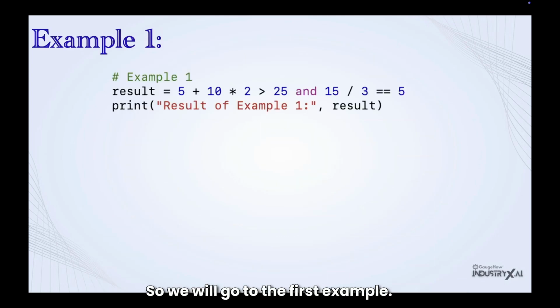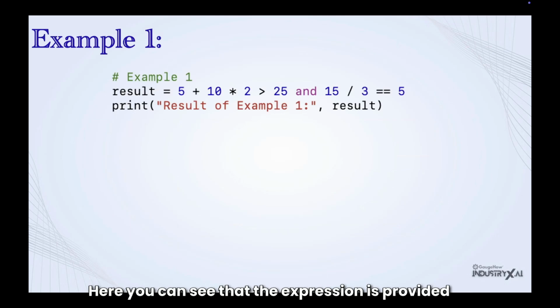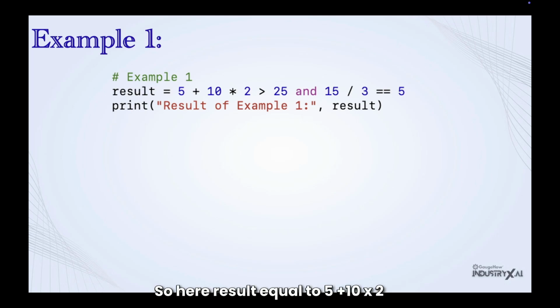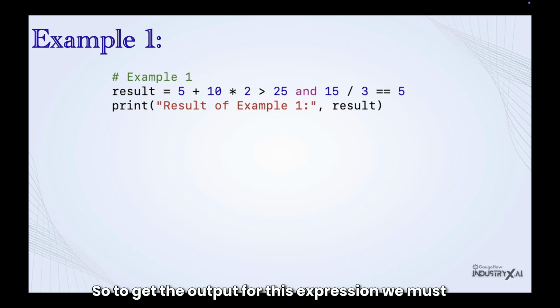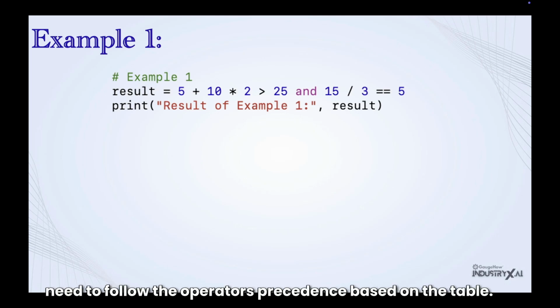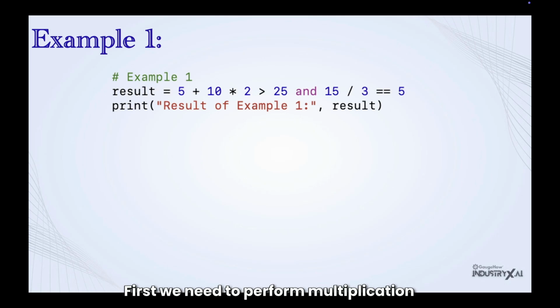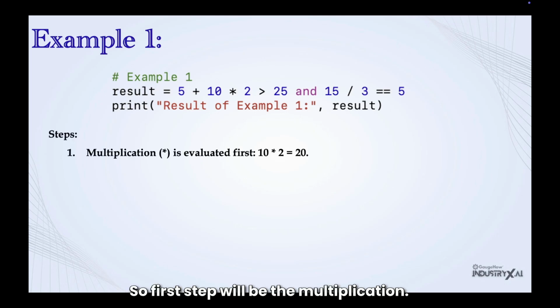We will go to the first example. Here you can see that the expression is provided and the answer is stored into the result variable. So result equals 5 plus 10 into 2 greater than 25 and 15 divided by 3 equal 5. Multiple operators are combined with the values. To get the output for this expression, we must follow the operator precedence. Based on the table, first we need to perform the multiplication and division operations. So the first step will be the multiplication.